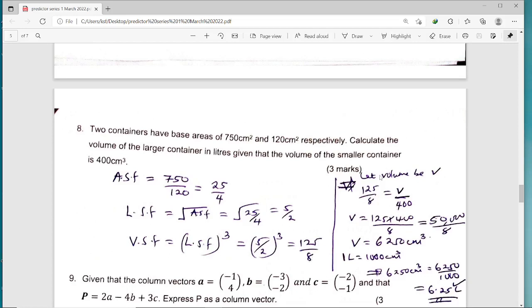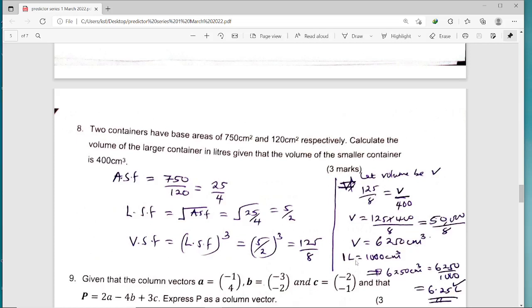And that means that if we let the volume of the larger be V, then 125 over 8 equals the volume of the larger over the volume of the smaller, which is 400. So we cross multiply: 8V is equal to 125 times 400, meaning that V is 125 times 400 divided by 8. So that gives me 50,000 divided by 8, which gives me a volume of 6,250.